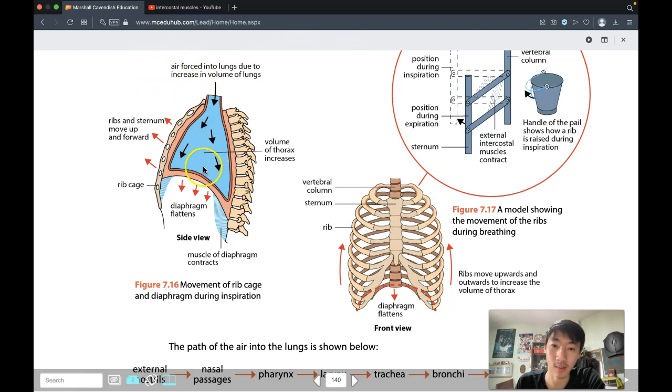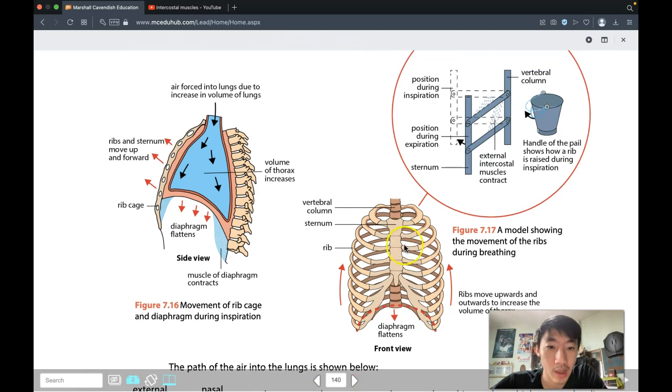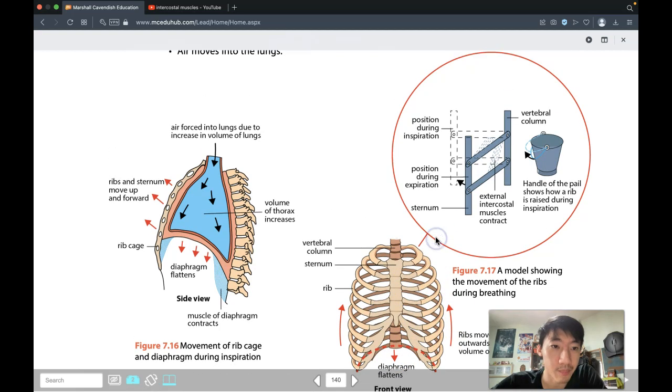Okay, so this is the front view of the rib cage. Remember, the sternum is the middle, the part that connects your two rib cages together, and the rib cage together, not two rib cage. Okay, and what we see here is just basically like you can think of it like a pail. So when you lift up the pail handle, it's similar to how you lift up the ribs because of the external intercostal muscles contracting.